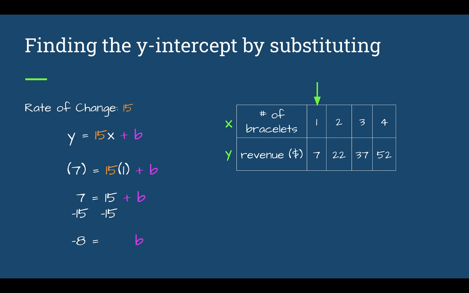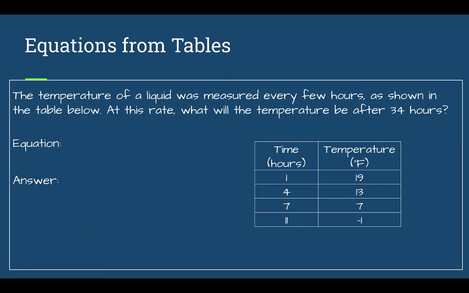Both ways give us the same y-intercept, and therefore they give us the same equation. Let's look at the second example. The temperature of a liquid was measured every few hours as shown in the table below. At this rate, what will the temperature be after 34 hours? First, we need to find our equation. So we need to figure out our rate of change and our y-intercept.